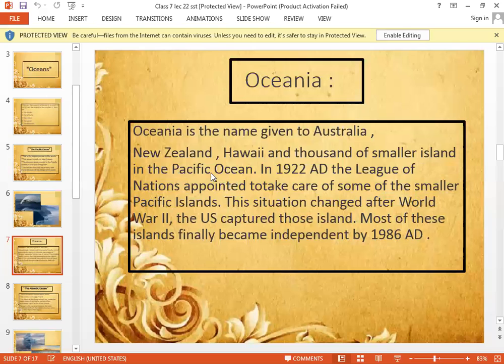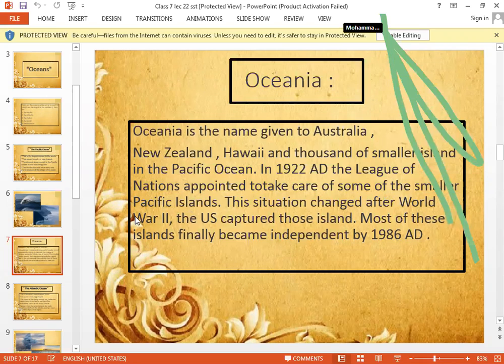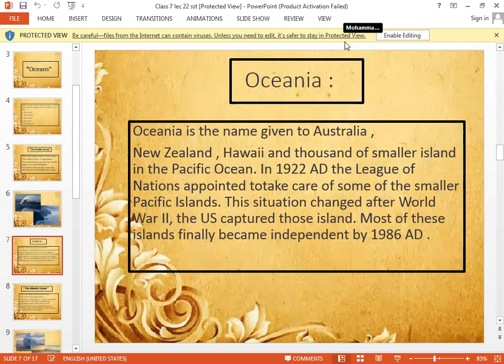Is it clear? These are all the islands which are present in the Pacific Ocean, and the name Oceania was given to them in 1922 AD, when the League of the Nations was appointed to take care of some of the smaller Pacific islands. So this situation changed after World War II, and the United States captured those islands, and most of these islands finally became independent by 1986.